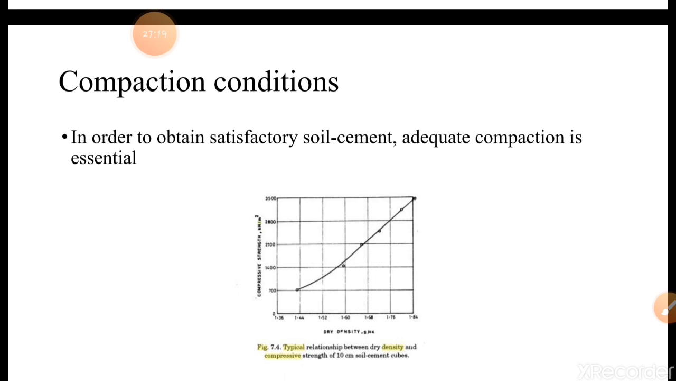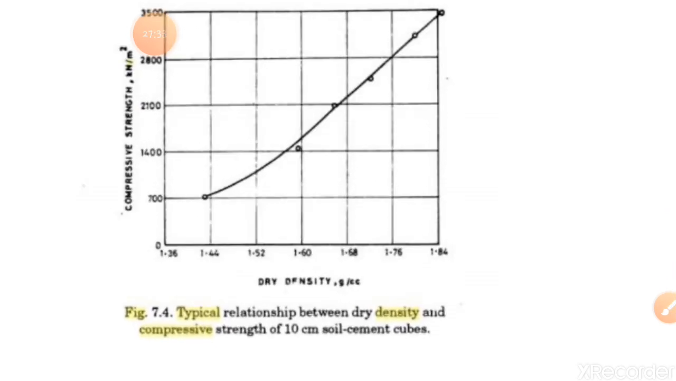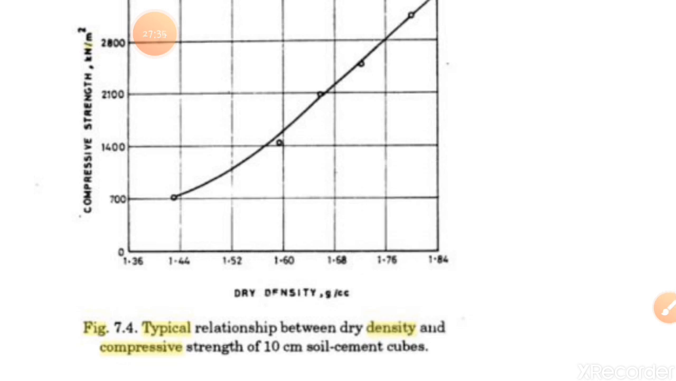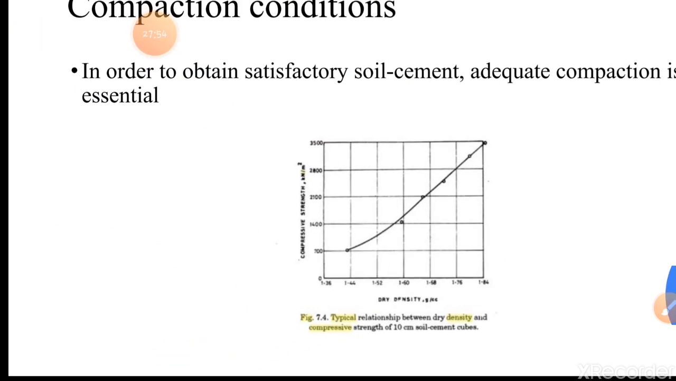Compaction conditions. Again, adequate compaction is essential, and the graph shows the relationship between dry density and compressive strength of 10 centimeter soil cement cubes. You can see that as the dry density of the soil increases, its compressive strength keeps on increasing. That's why it is essential to compact the soil to a high dry density.